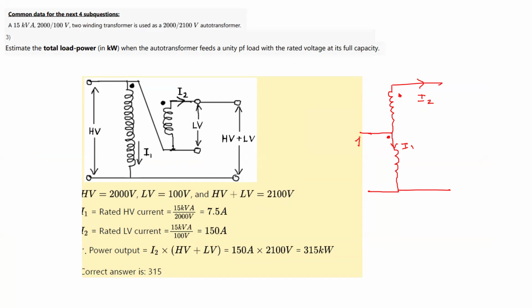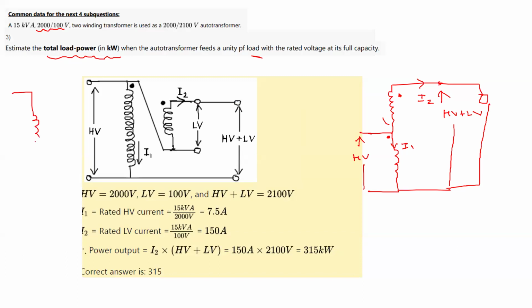So what will happen? Here we have HV, and here they are saying it is HV plus LV. Estimate the total load power in kilowatt when the auto transformer feeds a unity power factor load with the rated voltage at its full capacity. If we connect the load here, then what will be the power transfer? They are saying you treat it first as a two winding transformer. So this is the two winding transformer first, and then there is LV.